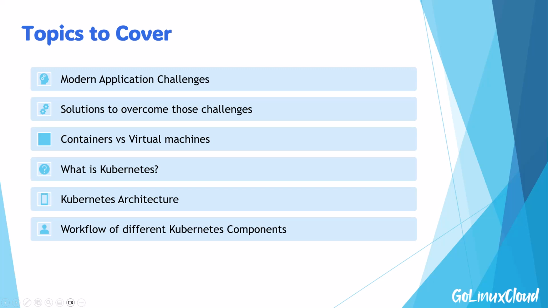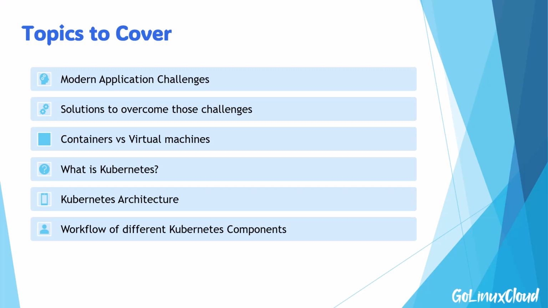The first and foremost would be to understand the modern application challenges. Applications today need to be highly available, scalable, portable, and resilient. However, traditional infrastructure often leads to problems like manual scaling, dependency conflicts, slow deployments, and inefficient resource utilization. We will explore the limitations of these kinds of traditional application deployment models and why a new approach is needed.